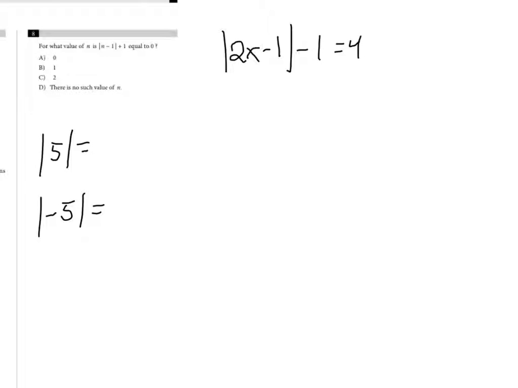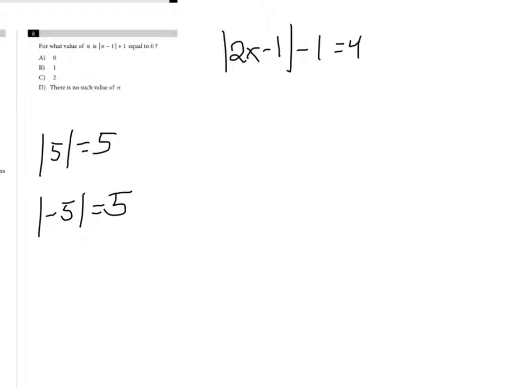Let's look at number 8 here. For what value of n is the absolute value of n minus 1, plus 1, equal to 0? So they just want you to solve for n here. Real quick, let's make sure we know what absolute value is. Absolute value is the amount of places it is from 0. So absolute value of 5 would be just 5. Absolute value of negative 5 would be just 5. You may have learned it as absolute value turns any negative number into positive.